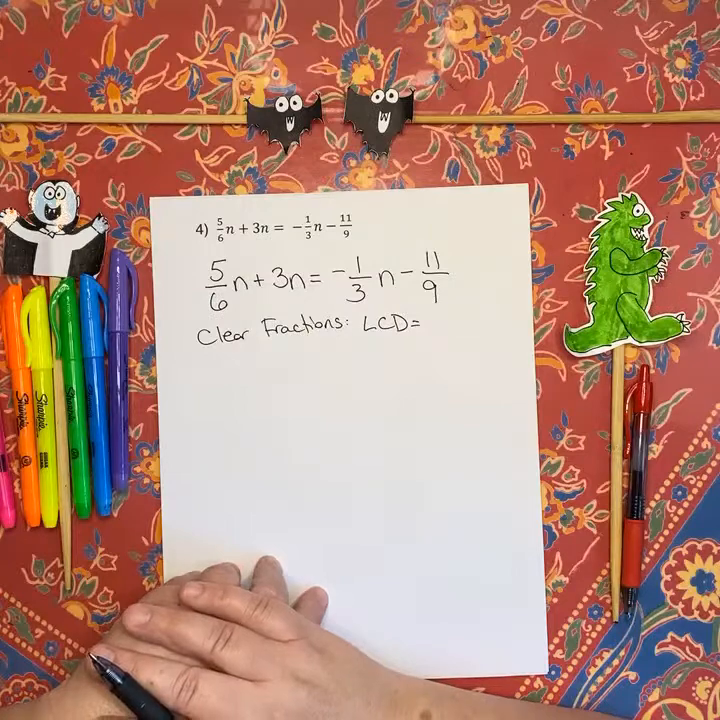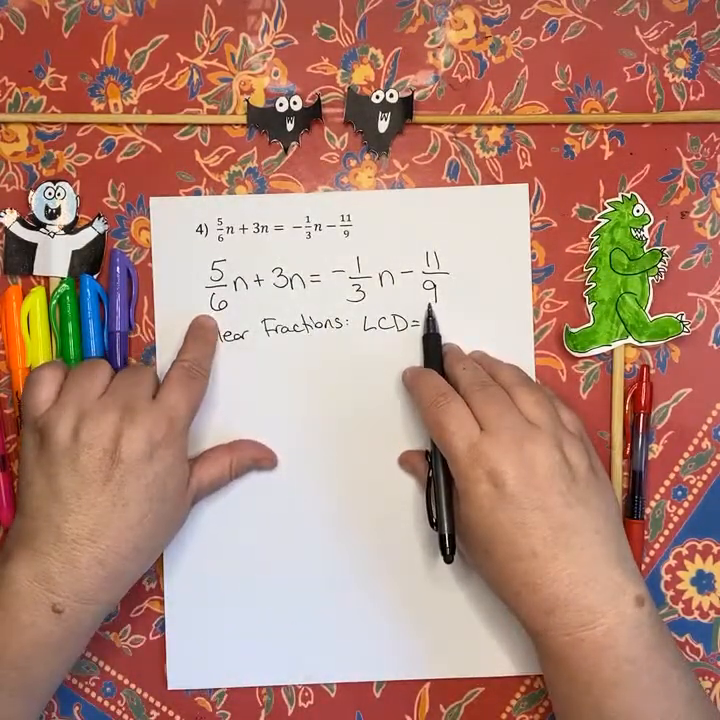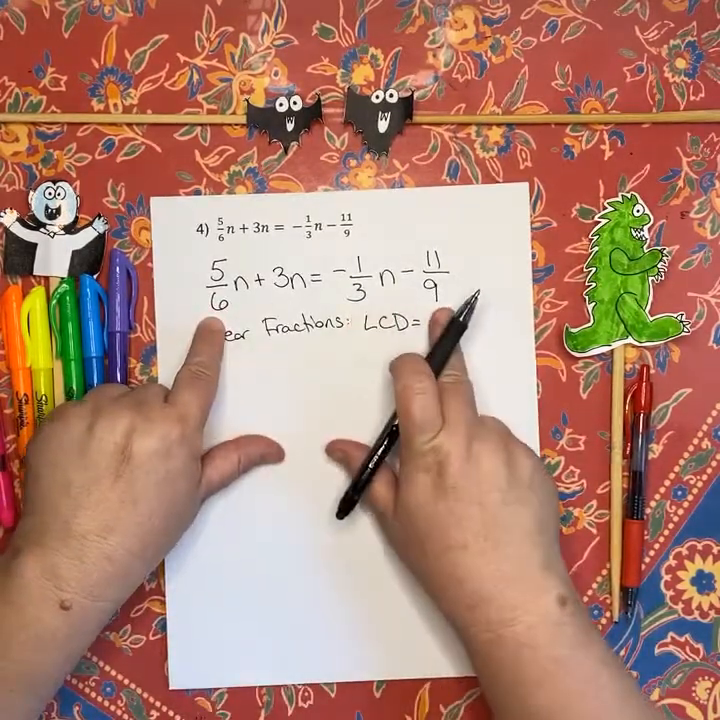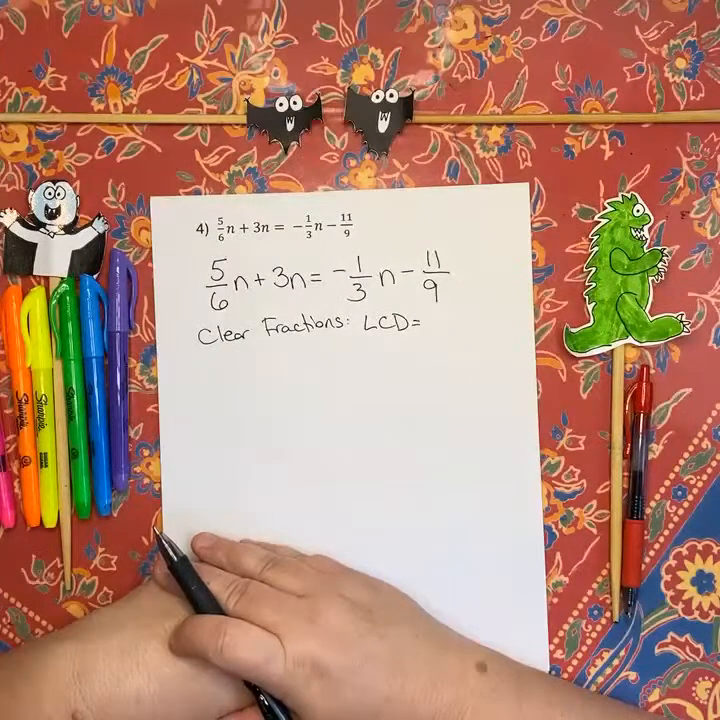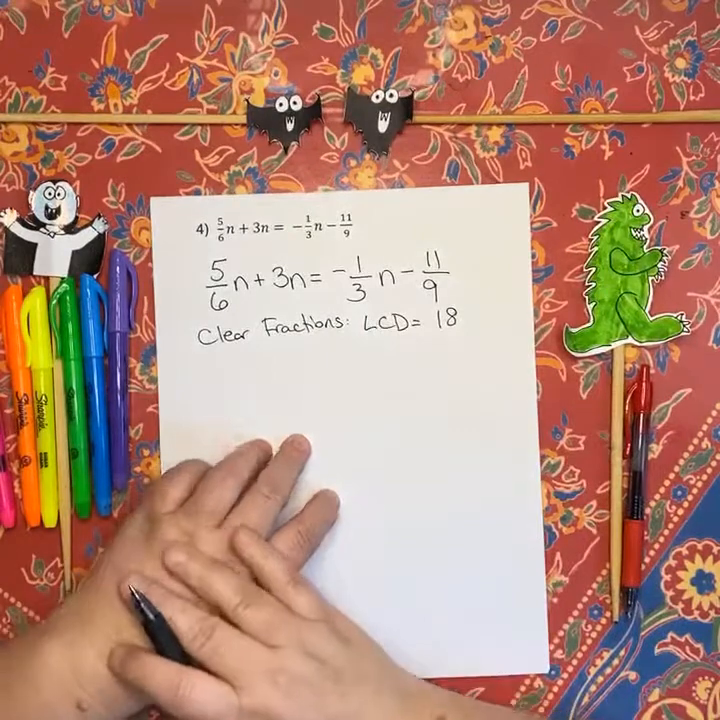So let's see. 9. 3 goes into 9, but 6 doesn't go into 9. How about 12? 6 goes into 12, 3 goes into 12, but 9 does not go into 12. How about 15? No. Any ideas? Keep thinking. Yeah. 18? Yep. The LCD is 18.